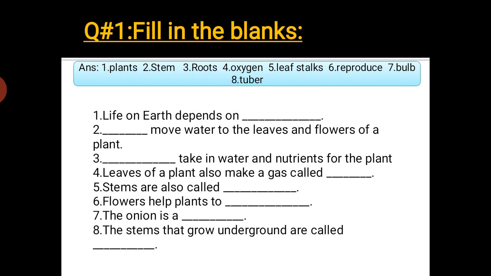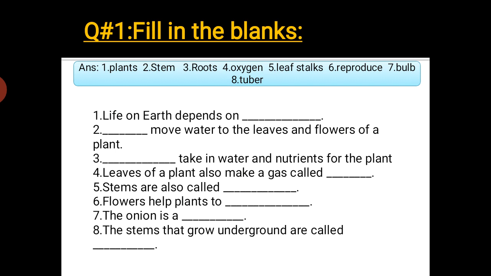Stems are also called leaf stalks. Yes, flowers help plants to reproduce. Number 7 is: the onion is a bulb. And number 8 is: the stems that grow underground are called tubers.